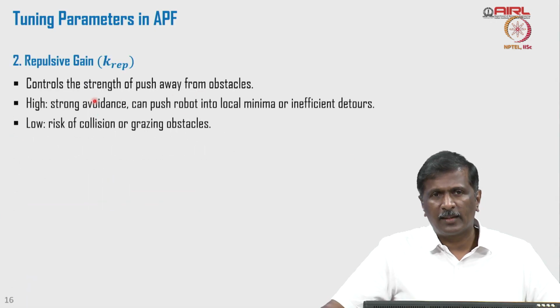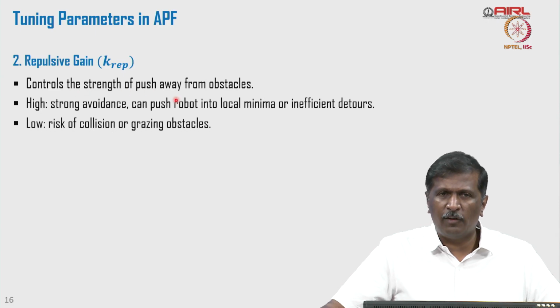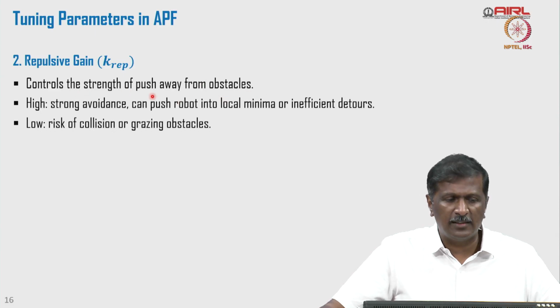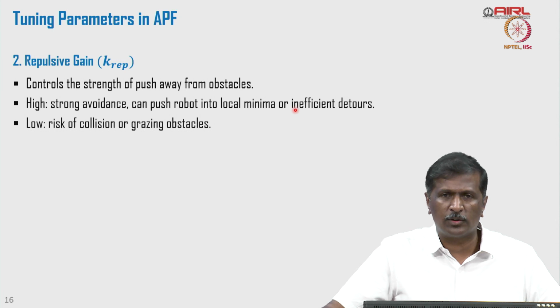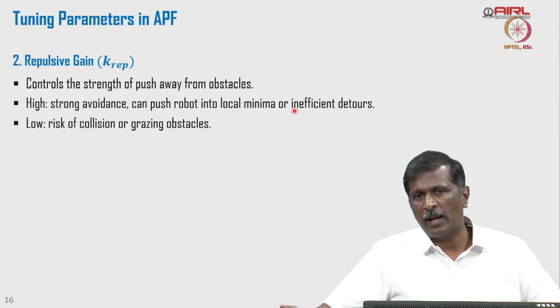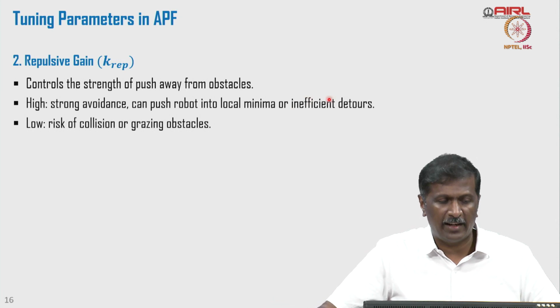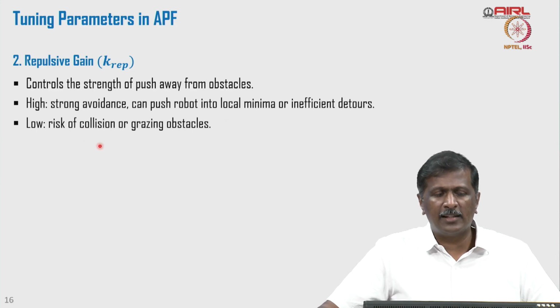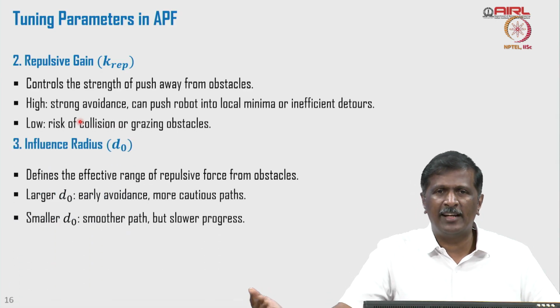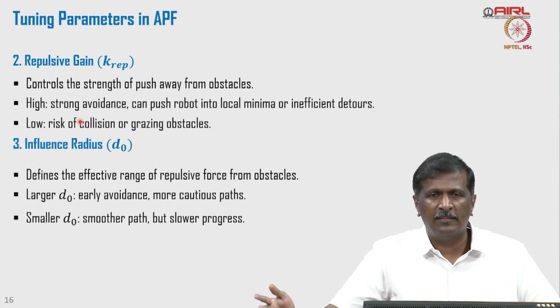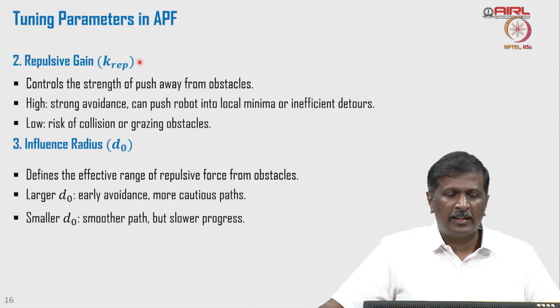Repulsive gain, it controls the strength of pushing the drone away from the obstacles. If you put it very high, you have a strong avoidance, but it can push the drone into local minima also. The probability that you may not find a path is also very high. Put it low, high risk of near collisions, right, will happen. Which means if there is a wind uncertainty or any other sensor uncertainty, you may collide with the obstacle. So K rep is very crucial.